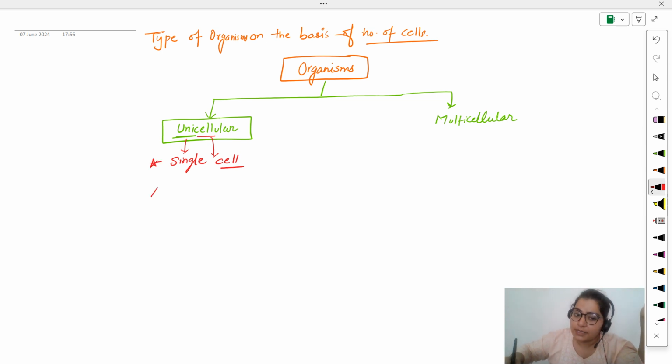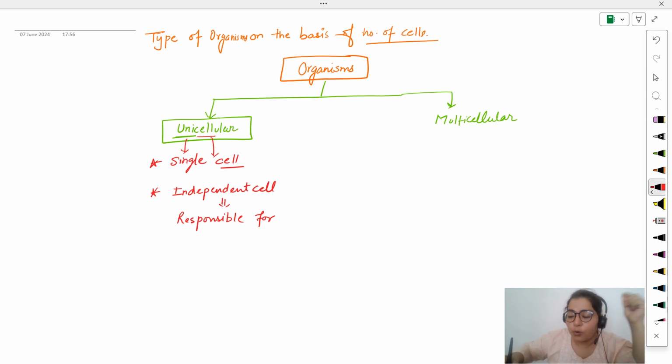So this single cell is the independent cell, right? It is the independent cell responsible for what? It is responsible for all the activities, all the functions, all the framework of the organism. Which type of organism is this? A unicellular organism. So it is responsible for all activities in a unicellular organism, right?